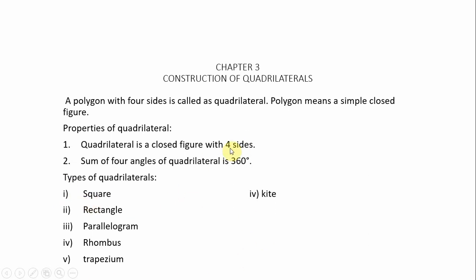But what are the basic properties? Each of them will have 4 sides, and the sum of 4 angles is always 360 degrees only. It is not more than 360 degrees, nor is it less than 360 degrees. It is exactly 360 degrees. So what is the first kind of quadrilateral? Square. Already you know a square. A rectangle is also having 4 sides. Parallelogram, rhombus, trapezium may be new to you. Kite also you know basically. So let us learn about them properly with some examples.